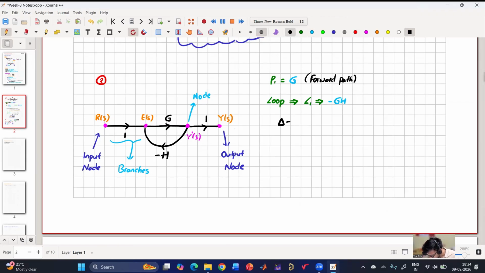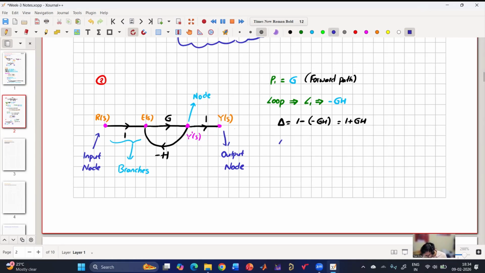Delta is 1 minus the summation of all the loop gains, which is minus GH, plus the product of two non-touching loops, but there are no two loops. So delta is 1 plus GH, right? Is delta clear? Yes, sir.